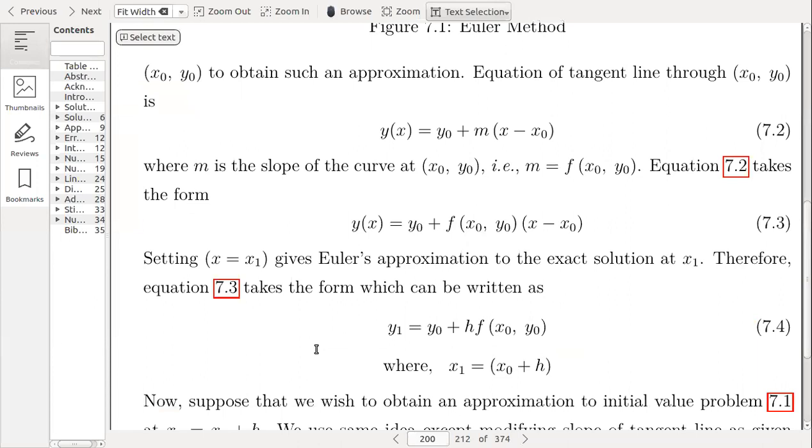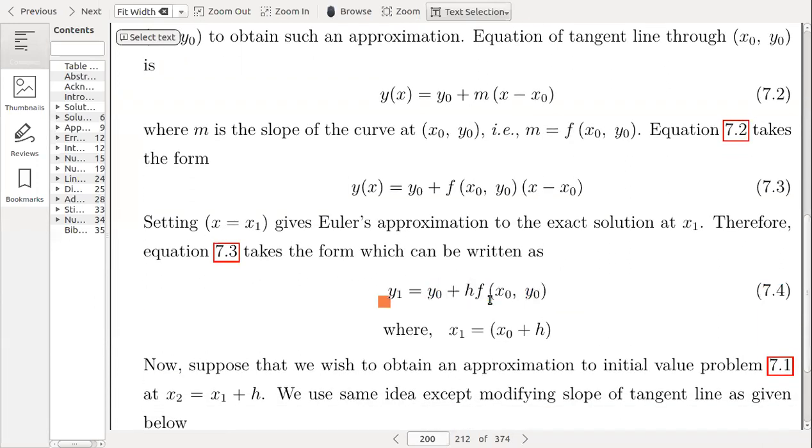So it is easy to remember this Euler's method. Thus y1 is equal to y naught plus h f of the function at x naught, y naught. You can just remember it as the function at the point x naught, y naught multiplied by h, plus this value y naught.